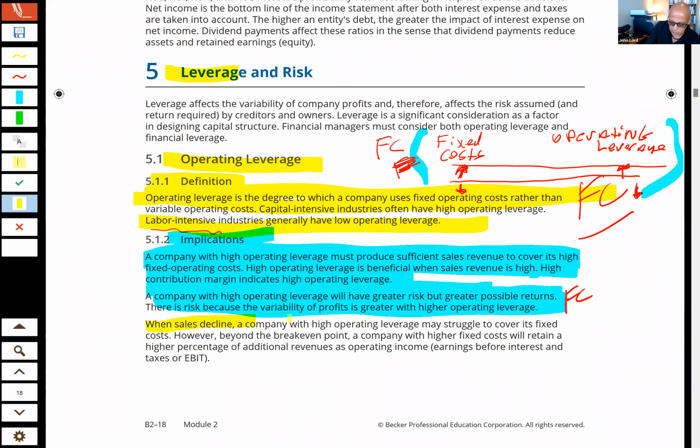When sales decline, a company with a high operating leverage may struggle to cover its fixed costs. However, beyond the break-even point, the company will retain a higher percentage of its revenue towards its operating income. And guys, I think as you can see, as I was mentioning before, operating income is analogous to earnings before interest and taxes.